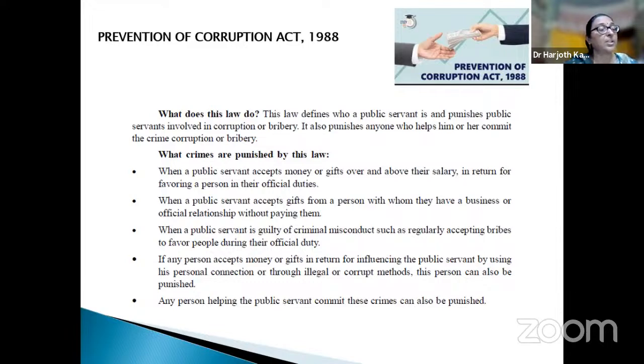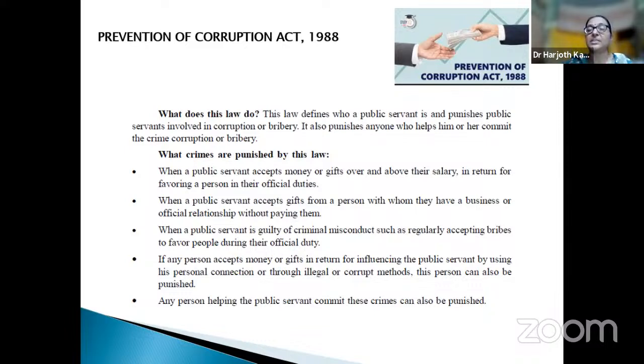So actually, what does this act do? The law defines who a public servant is, and punishes public servants involved in corruption or bribery. It also punishes anyone who helps him or her commit the crime of bribery. See, such a beautiful law, right? It tells who the public servant is. We are calling him a servant, not master.